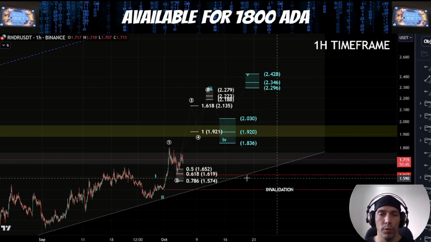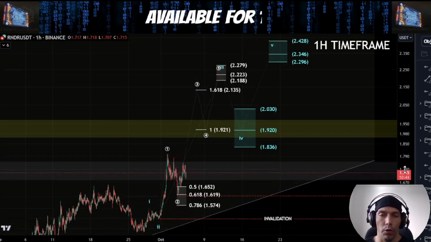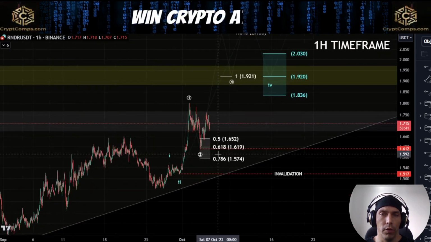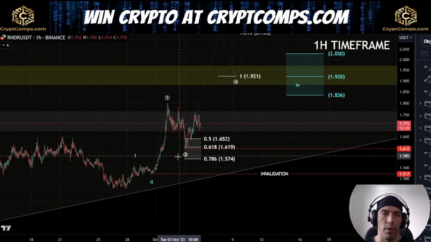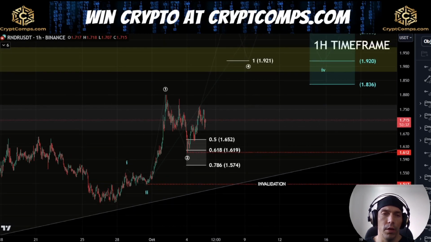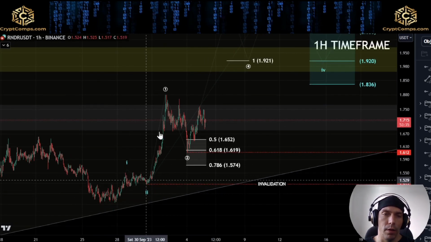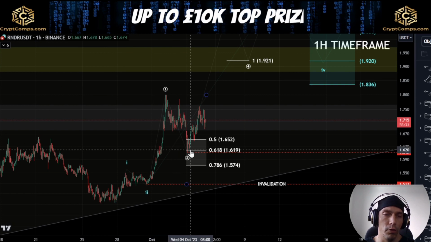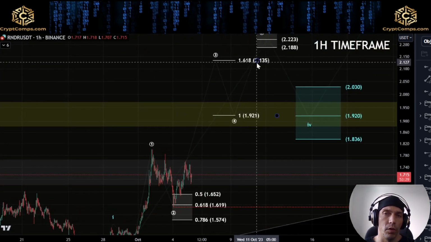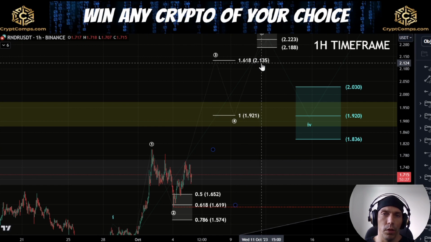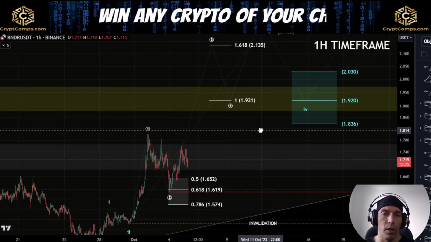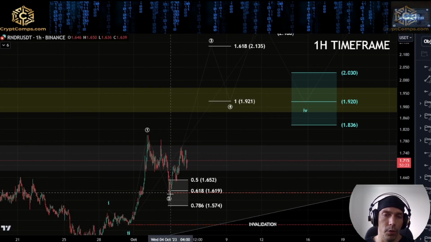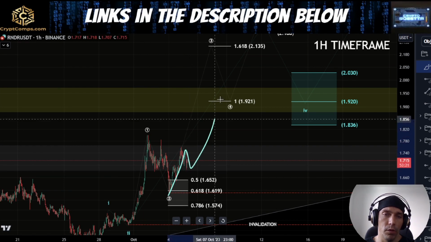Now, it is also possible that we could see price just not come back down towards these lower levels here, and we could just see price start to rally. Now, this idea here would actually indicate that there's potentially extension based off of the size of this next 1-2 here. And what we'd be looking for is a direct move up towards this $2.13.